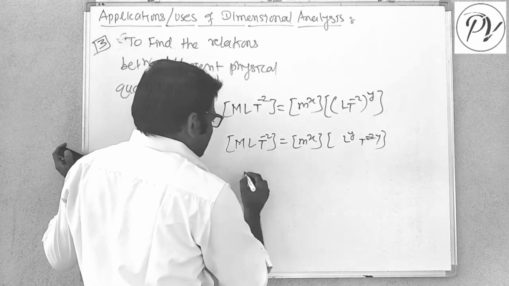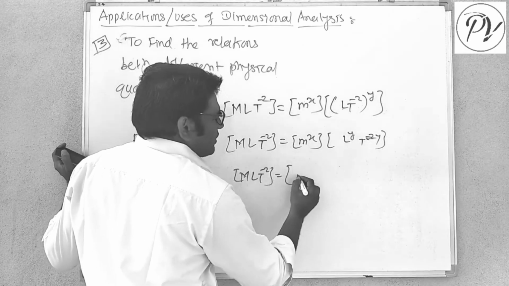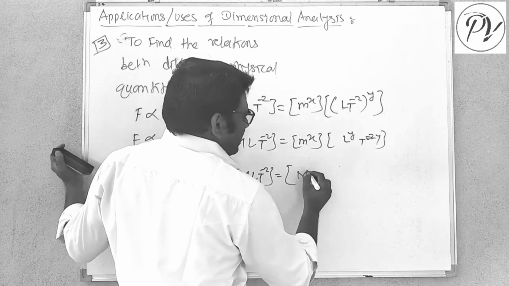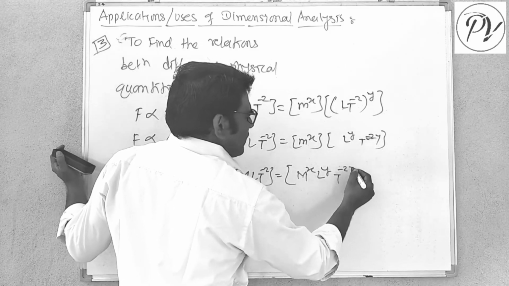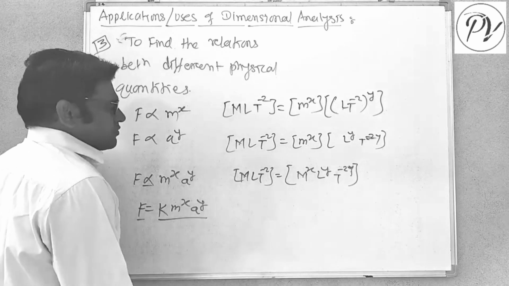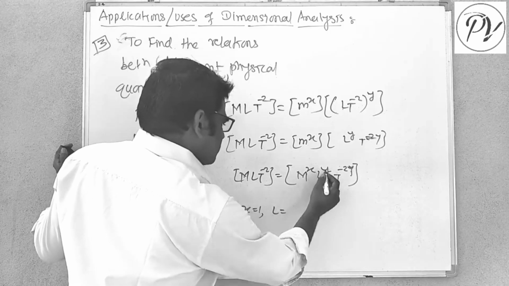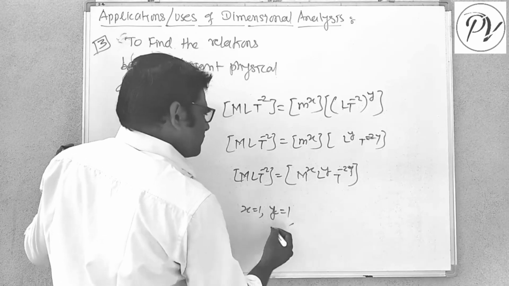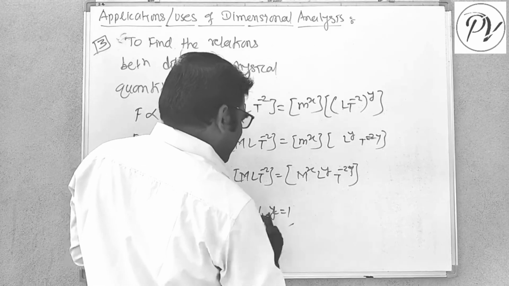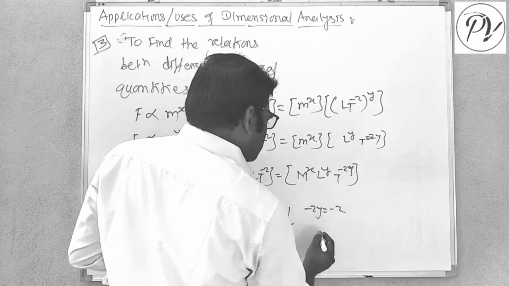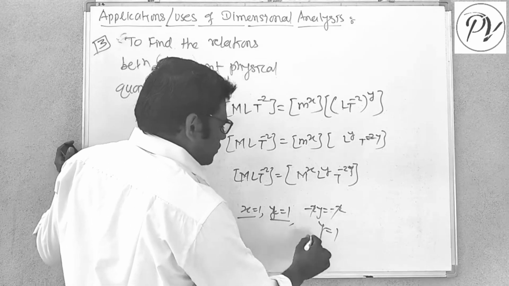So this M L T to the power minus 2 is equal to M to the power x, L to the power y and T to the power minus 2y. So this gives x is equal to 1, y is equal to 1, and for T, minus 2y is equal to minus 2. So minus 2 cancels, y is equal to 1. So x is equal to 1, y is equal to 1 we are getting.